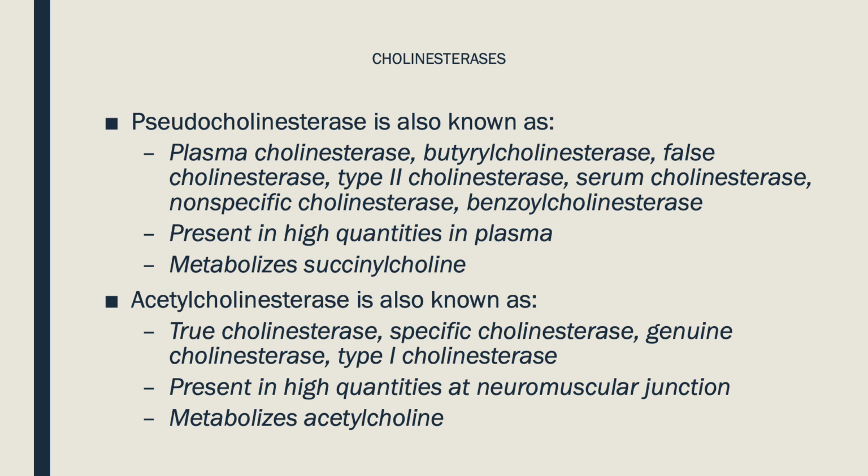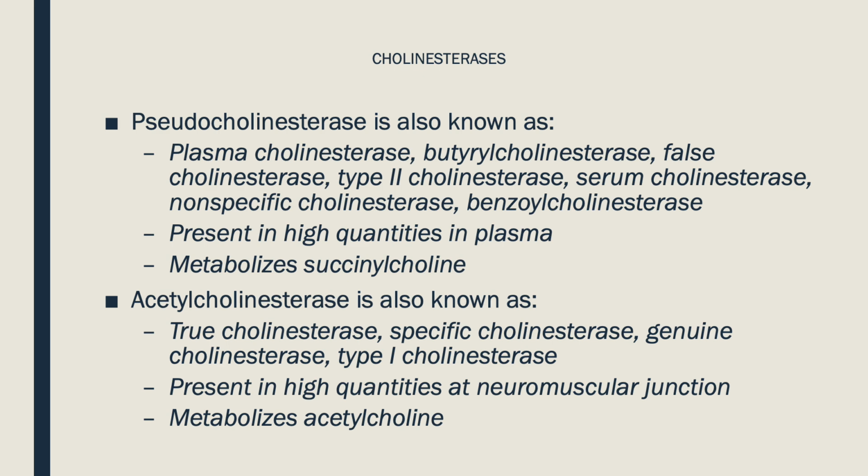Acetylcholinesterase is going to be at the neuromuscular junction and is responsible for the rapid hydrolysis of acetylcholine into choline and acetate, terminating the neurotransmission and allowing relaxation. This is a very highly specific enzyme to acetylcholine, and it's sometimes referred to as true cholinesterase. Its primary function is to maintain proper synaptic transmission by clearing acetylcholine from the neuromuscular junction after it has stimulated the muscle. So acetylcholinesterase, true cholinesterase, specific cholinesterase, genuine cholinesterase, type 1 cholinesterase. High quantities at the neuromuscular junction.